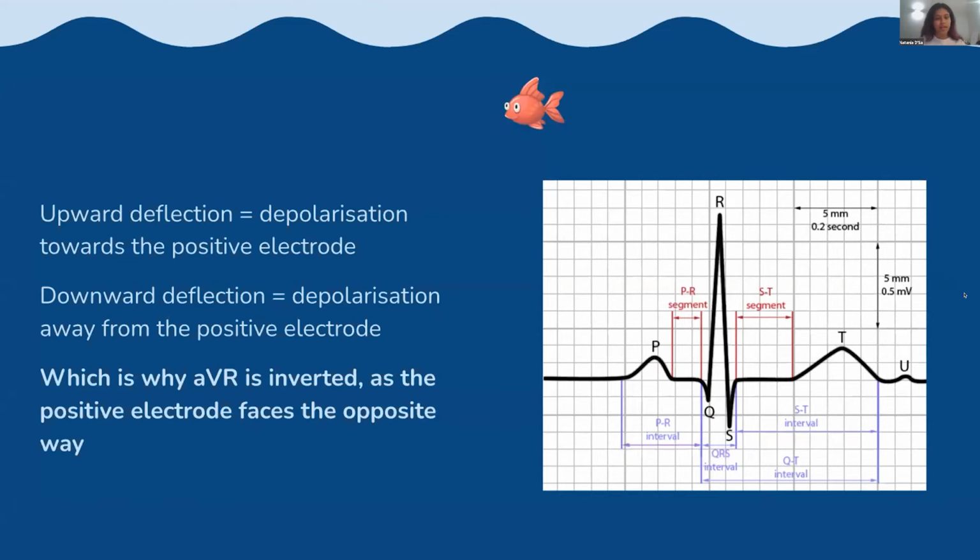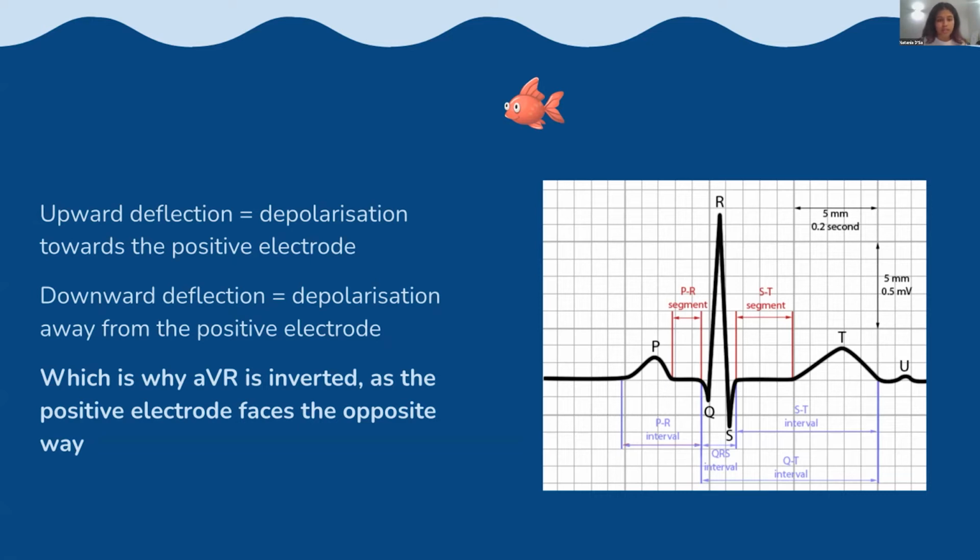Okay, so now into the actual ECG interpretation. When we're looking at the results that we get, whenever we see an upward deflection, that means there's depolarization towards the positive electrode. Whenever we're talking about the deflections within any of these recordings, we're always talking about them in comparison to the positive electrode. For example, the R wave is an upward deflection, where we're seeing depolarization towards the electrode, whereas a downwards deflection would be depolarization away from the positive electrode. That's why, in particular, the lead AVR is inverted, because the positive electrode is facing the opposite way.